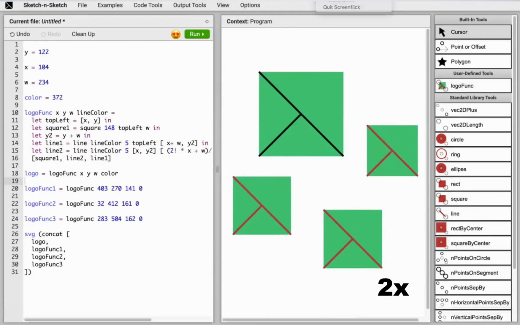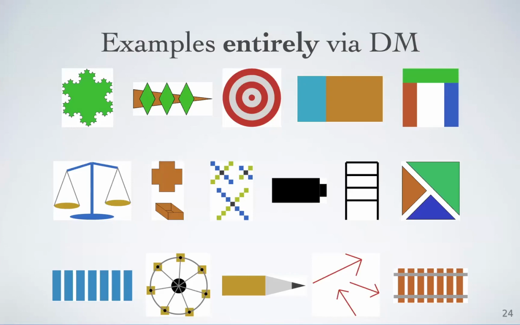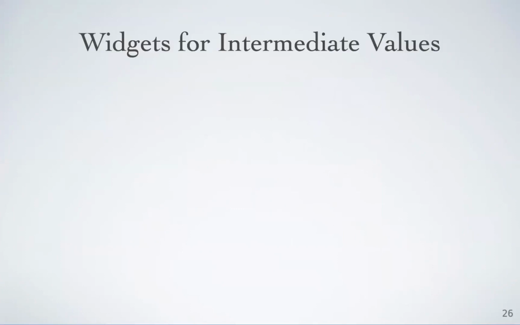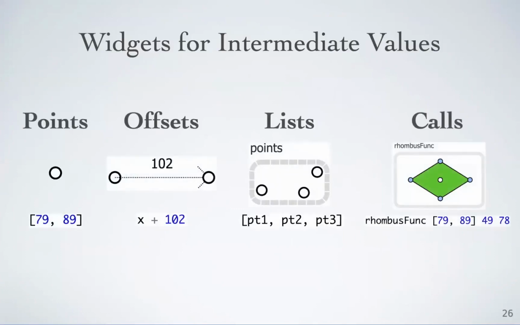All right. So that was a brief review of Sketch-n-Sketch. And we were able to create 16 designs entirely by direct manipulation interactions on the canvas without editing the code, although the code remained editable at any time. And the way we were able to do that is that we offered a large amount of tools to work with. Tools for drawing, relating, abstracting, and refactoring shapes. And then also, we didn't just show the final output of the program, we also showed particular intermediate outputs within your program. So if there was a point in your program, it would show up on the canvas. If you ever added something to an x-coordinate, it would show up as an offset on the canvas. And also there were borders to manipulate and select lists, as well as function calls.